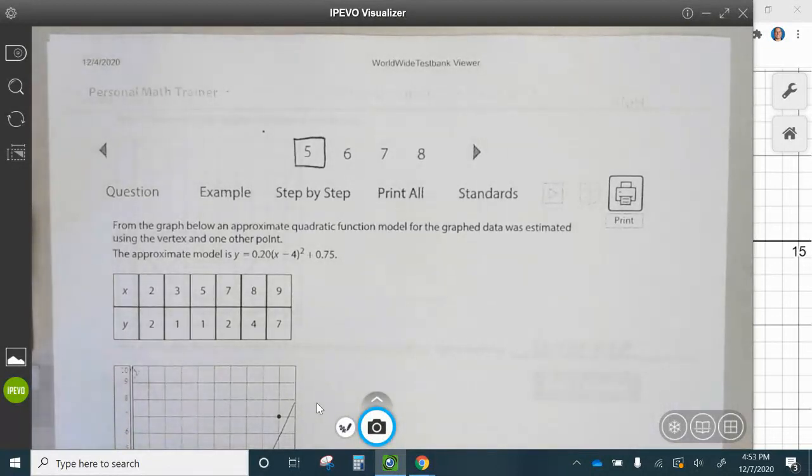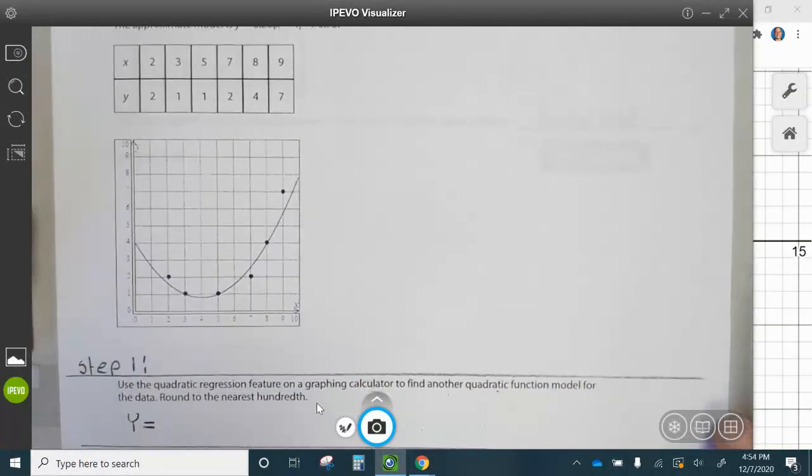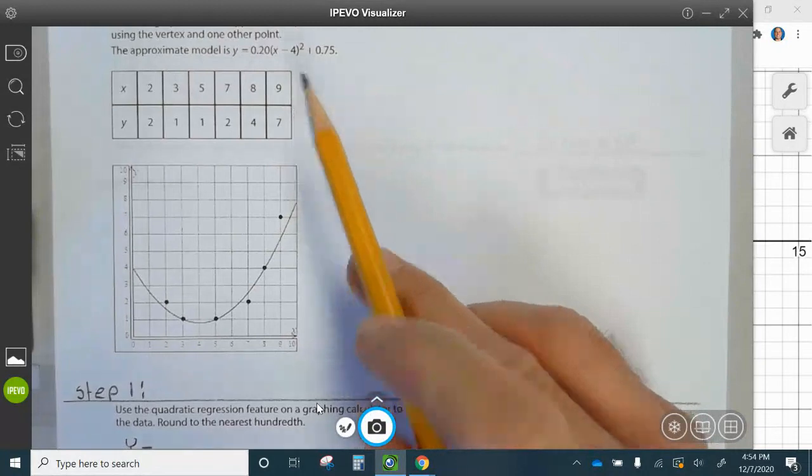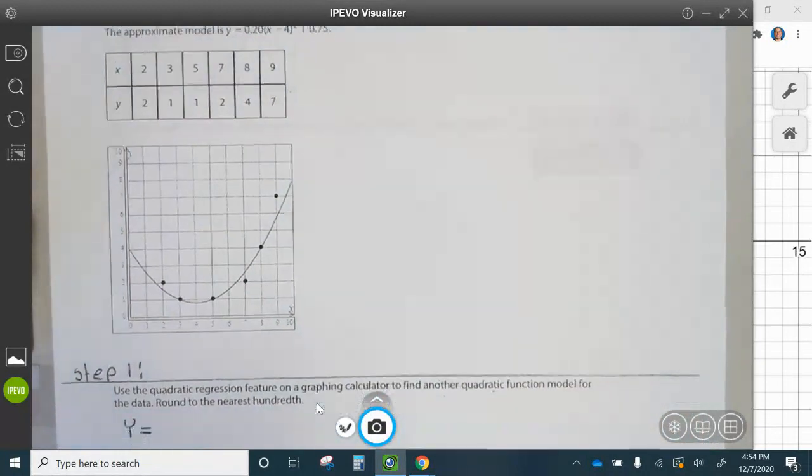From the graph below, an approximate quadratic function model for the graph data was estimated using the vertex and one other point. The approximate model is y equals 0.20 times (x minus 4) squared plus 0.75. Okay. Now, it says in step 1, use the quadratic regression feature on the graphing calculator to find another quadratic function model for the data, rounded to the nearest hundredth. So we're going to use this table and the steps from our notes and examples to get the equation.